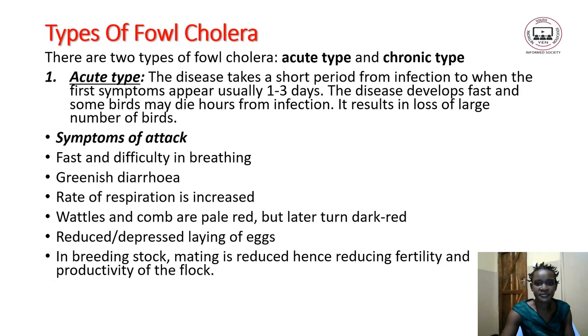There are two types of fowl cholera, and these are the acute type and the chronic type. In the acute type, the disease takes a short period from infection to when the first symptom appears. Usually it's within 1 to 3 days. Then the symptoms will appear. So the disease develops fast, and some birds may die just within hours from infection. It may result in a huge loss as a result of losing large numbers of birds.